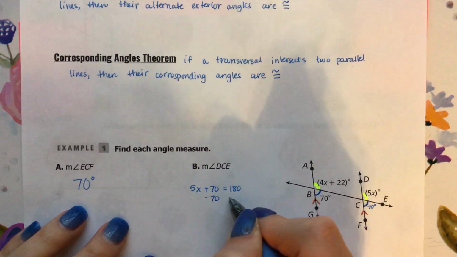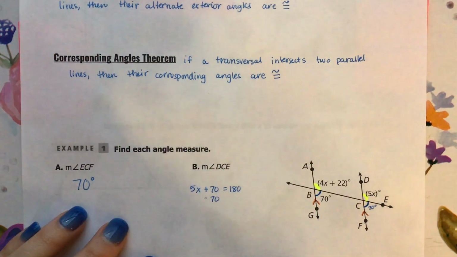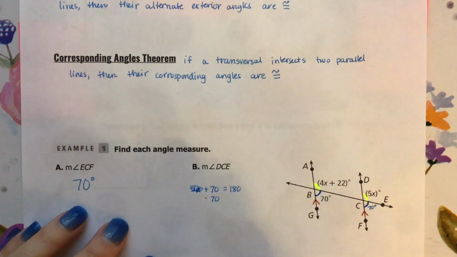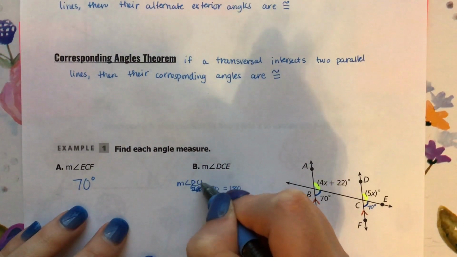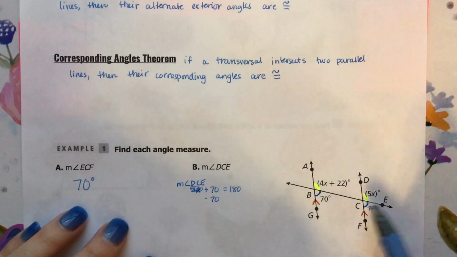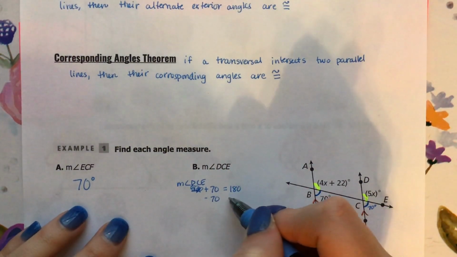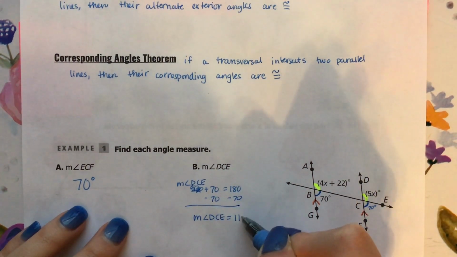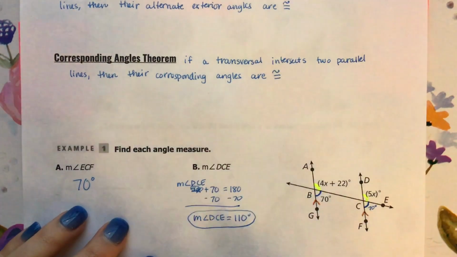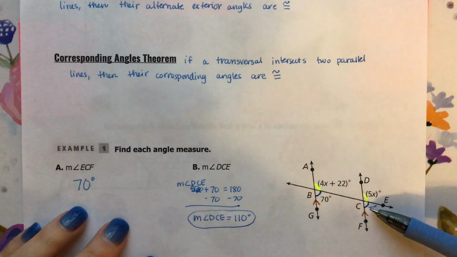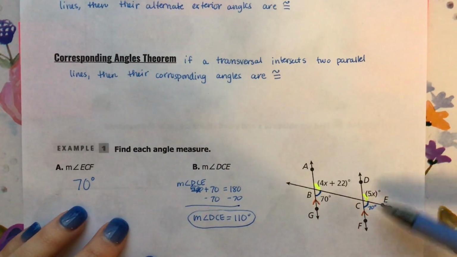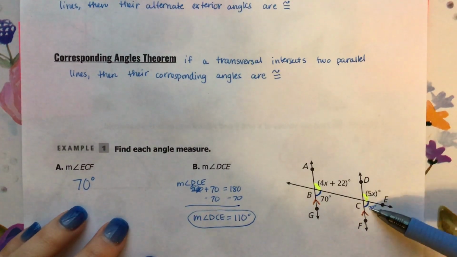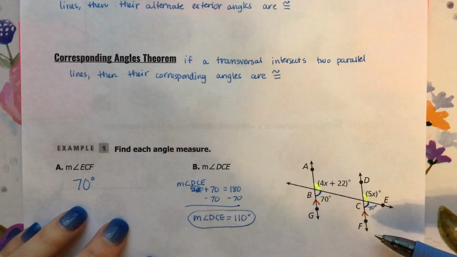So minus 70, actually no, I'm going to stop right there. I'm not going to solve for x because I don't need to. I can just replace this with the whole angle, because whatever this angle equals, it has to add up to 180. So minus 70 from both sides, I'm going to say measure of angle DCE is equal to 110 degrees. There, I'm making it even easier. So what I did there, I said, okay, this angle has to be 70. Sure, there's a 5x in here, but the total has to add up to 180 with the 70, so I know the total is going to be 110.